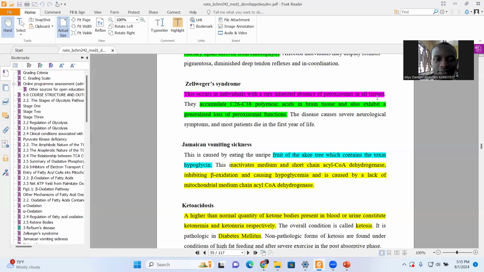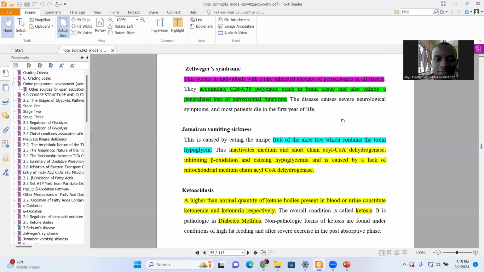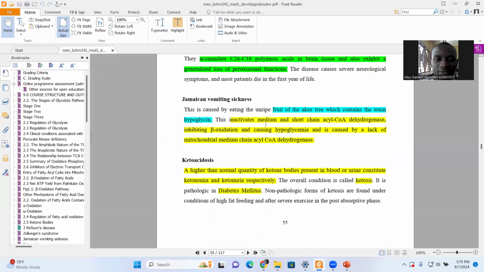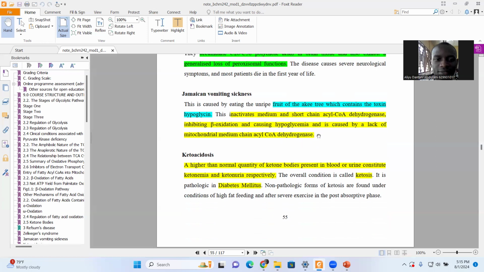Wow. Okay. All right. Jamaican vomiting sickness. This is caused by eating the unripe fruit of the ackee tree, which contains the toxin hypoglycin. This inactivates medium and short chain acyl-CoA dehydrogenase, inhibiting beta oxidation. Okay, this is quite interesting, isn't it? And it causes hypoglycemia, caused by a lack of mitochondrial medium chain acyl-CoA dehydrogenase. These are places where we can ask you a lot of questions. I hope you are taking note.